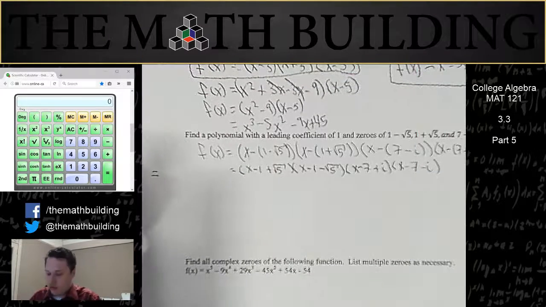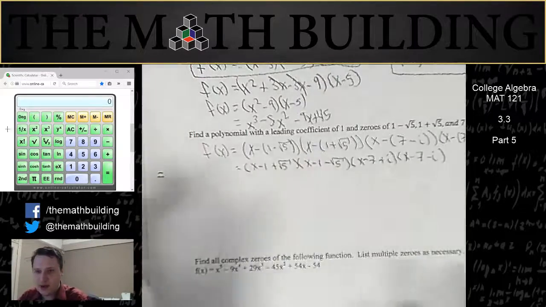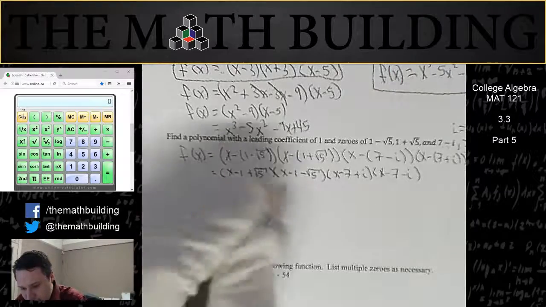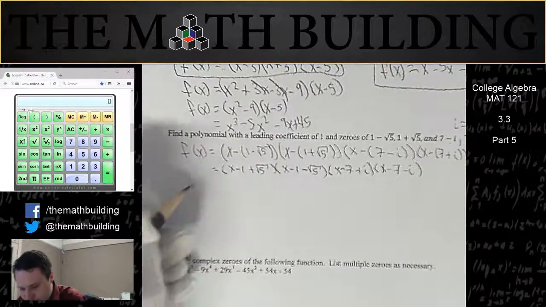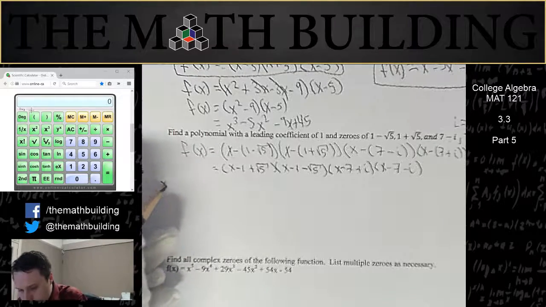Welcome to 3.3 Part 5. I'm Gregory Carlson. We're going to FOIL this right now. Let's just start by FOILing these two. X times x is x squared.